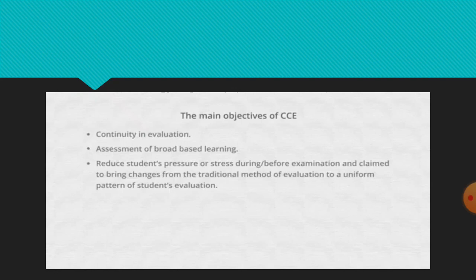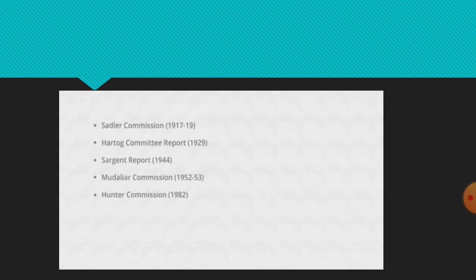Continuous comprehensive evaluation is not an evaluation which is conducted at the end of a session or the class or the topic. The CCE evaluation will be done always, every minute, every moment, when the teaching learning process is going on in any form of the teaching learning activities.